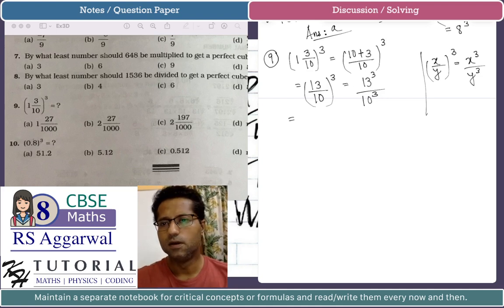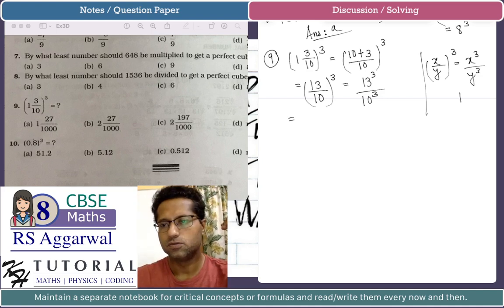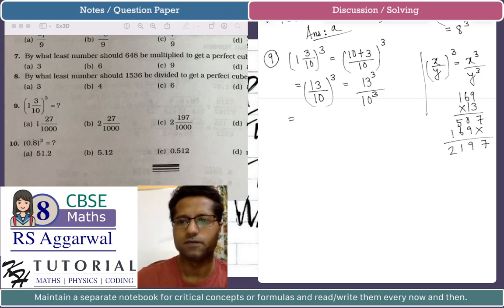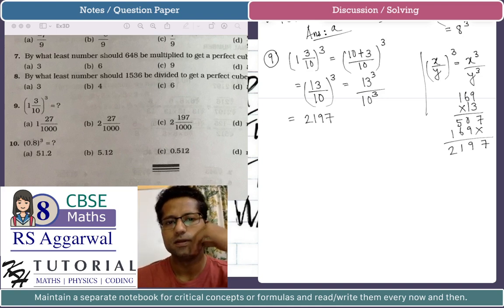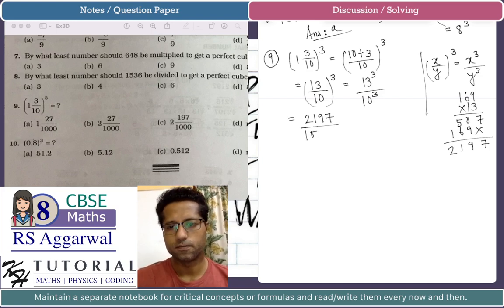So 13 cube: 13 into 13 is, I guess, 169. So 169 multiplied by again 13. I am doing it in a very straightforward way. So 27, 25, and I have 169. So this is 7, 9, 11, 2197. So this is 2197, and we have denominator 10 cube, which means 1000.